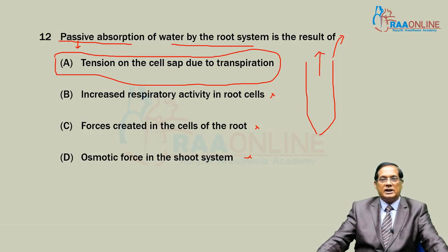In transpiratory activity, water is lost, so forces of absorption develop in the aerial part, and the role of root is now passive. This type of absorption is termed as passive absorption.